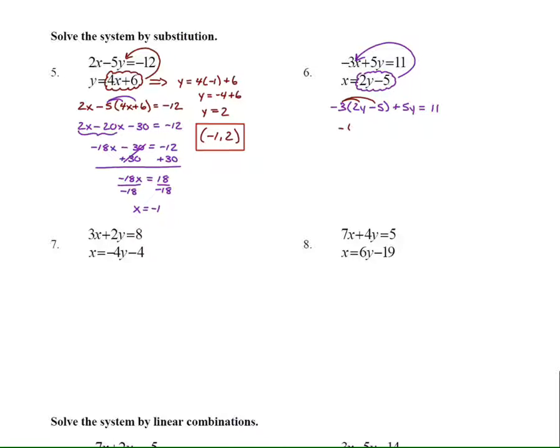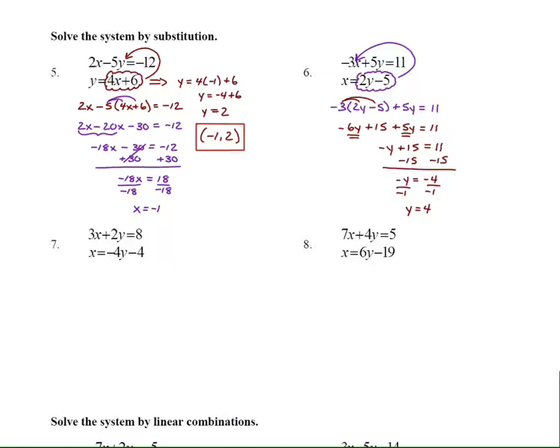So I would distribute that negative 3, so I get negative 6y plus 15 plus 5y equals 11. Then I would combine like terms, so I have a negative 6y plus 5y, which is negative y plus 15 equals 11. And then get y by itself. So subtract 15 from both sides, so I get negative y equals negative 4, and then to get positive y by itself, I would just divide both sides by negative 1, so what I should get for y is 4.